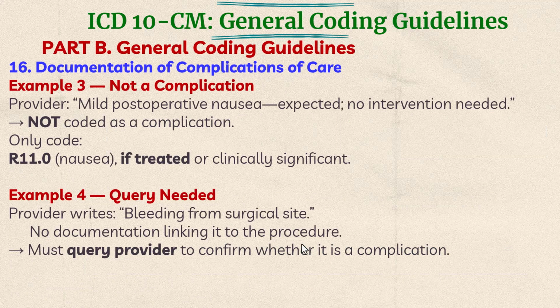Example 3, not a complication. For example, the provider document says mild post-operative nausea expected, no intervention needed. So in that scenario, it is not coded as a complication; only code it if it is treated or clinically significant. Example 4, query needed. The provider writes bleeding from surgical site, and there's no documentation linking it to the procedure. In that scenario, you must query the provider to confirm whether it is a complication.